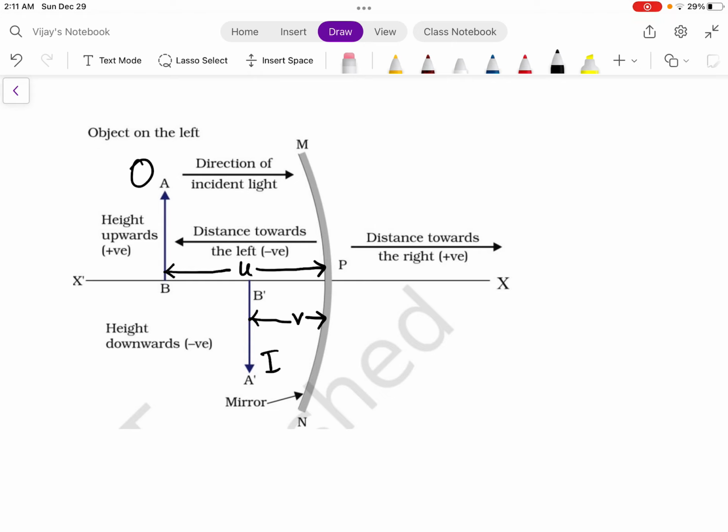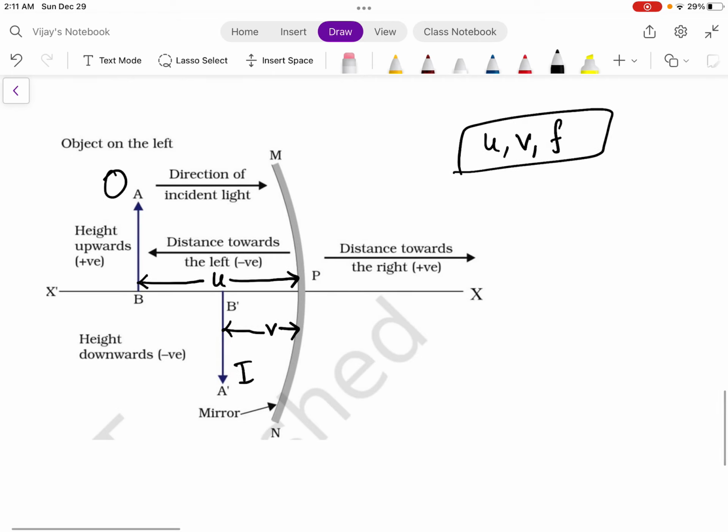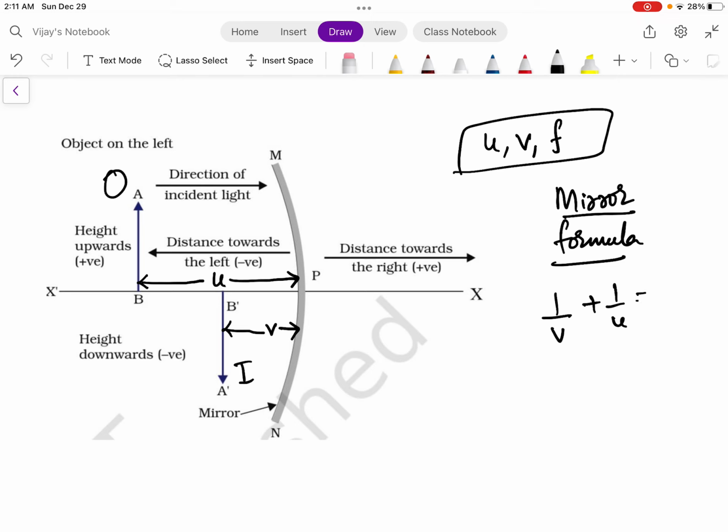So there is a beautiful relation which connects object distance, image distance, and focal length of the mirror. That relation is called the mirror formula. So what is the mirror formula? Very simple. 1/v + 1/u = 1/f. What is v here? Image distance. What is u here? Object distance. What is f here? Focal length.